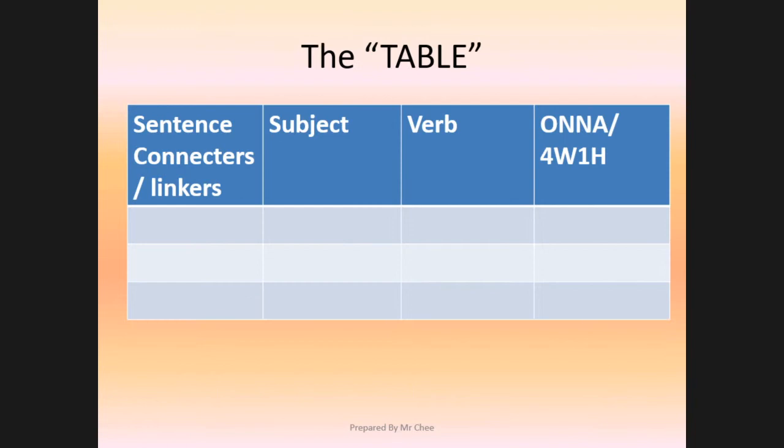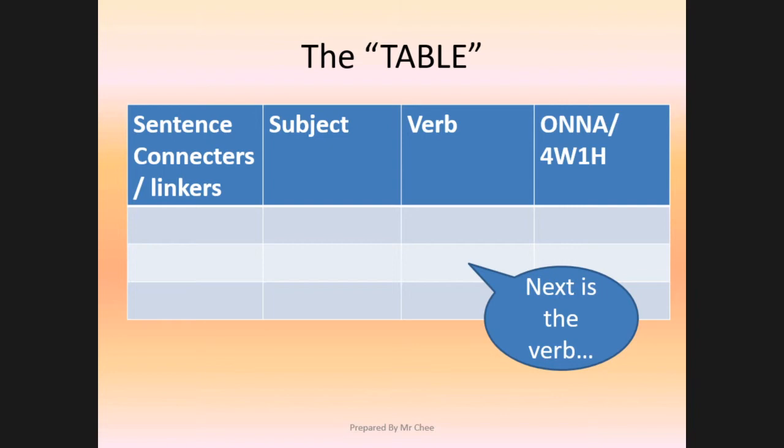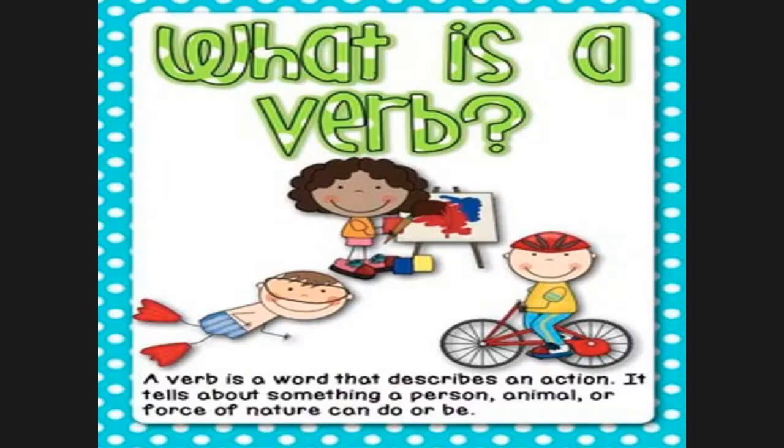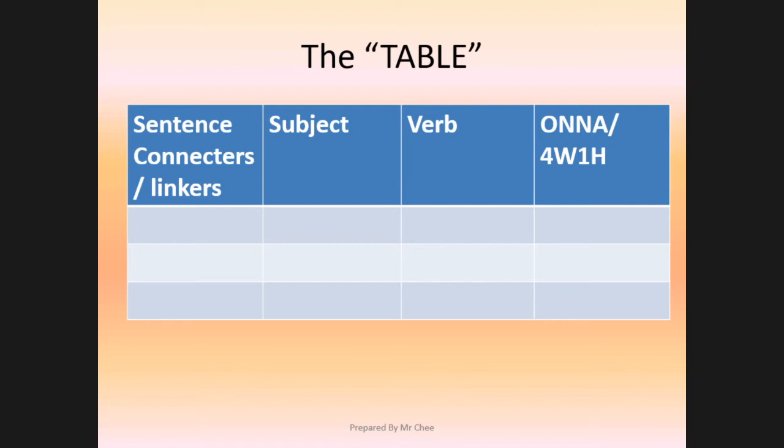Next, we go to the verbs. What is a verb? A verb is a word that describes an action. It tells about something a person, animal, or force of nature can do or be.